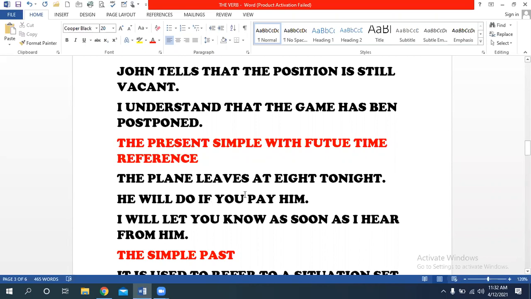He will do it if you pay him. We are talking about the future, that he will do it if you pay him. Though the structure is present, if you pay him, it means that when you pay him in the future, he will do it. So this 'if you pay him' also refers to the future.